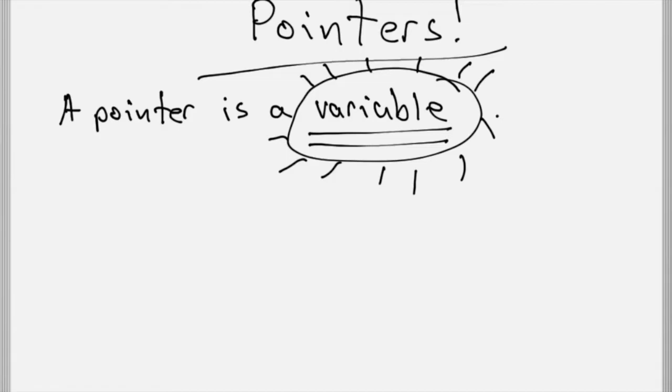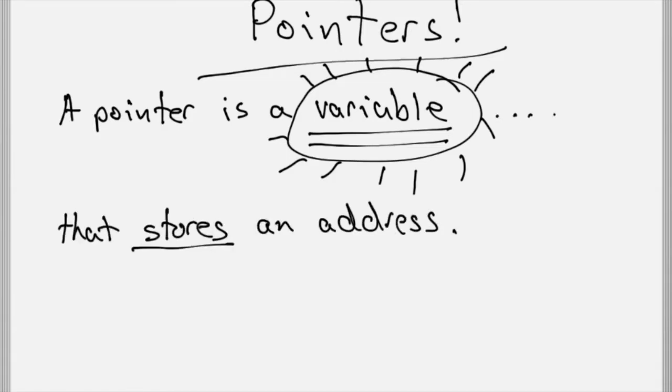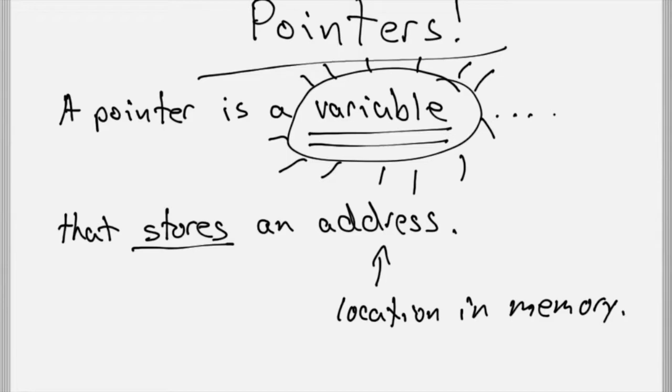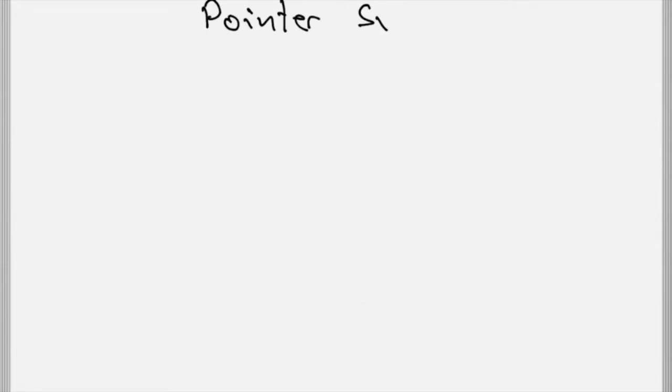The pointer is a variable that stores an address. So the address itself is not the pointer. It's just an address. It's the variable that's containing it that we call a pointer. Of course, that address is some location in memory that we, for some reason, care about, okay? All right, so what's the syntax for this? How do we create these variables and work with them? These variables we call pointers.